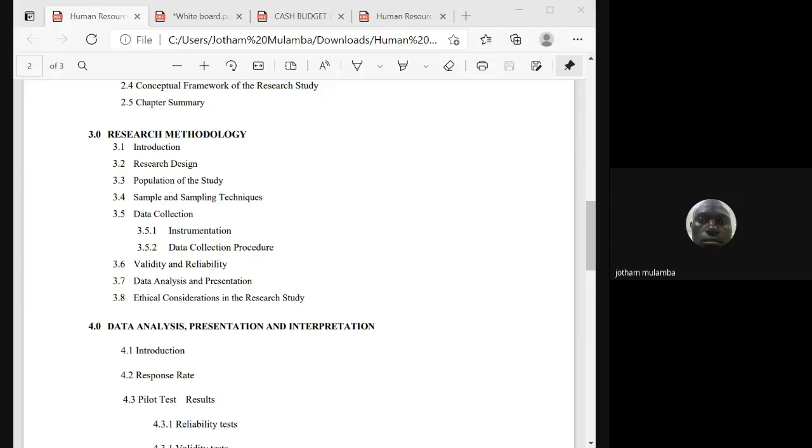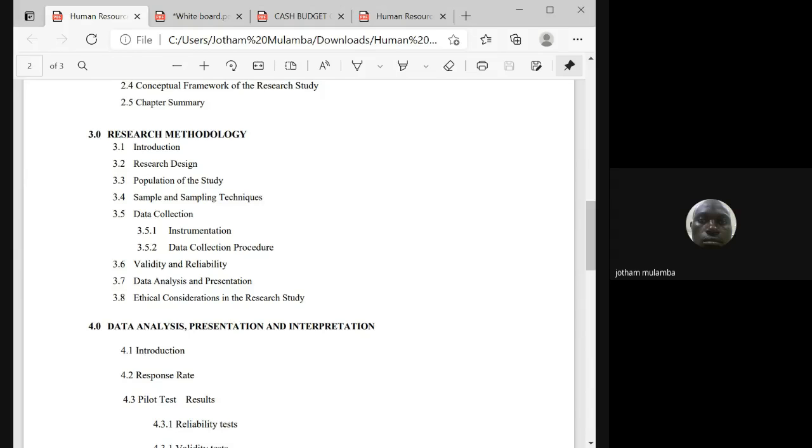Sorry. So when you are making conclusion and recommendation, then those open-ended questions will become very instrumental. You can use them now to conclude your particular work. So we have talked about data collection, and in data collection we have talked about instrumentation and also data collection procedure.